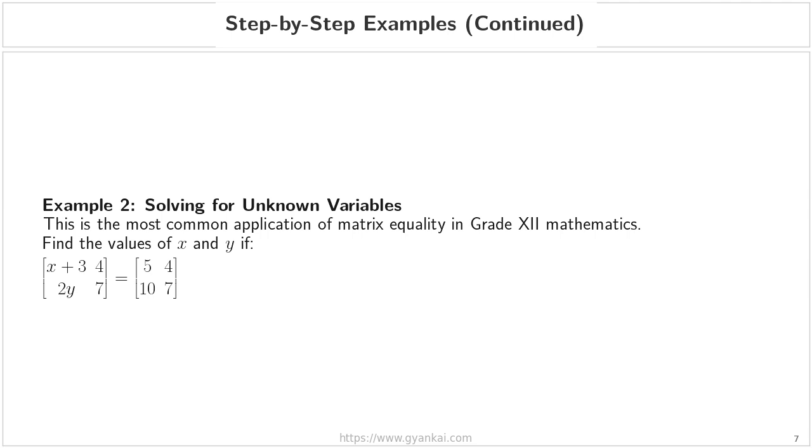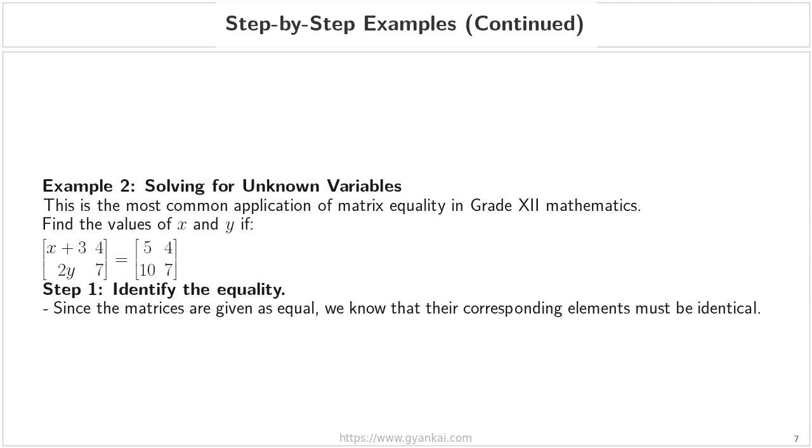We are asked to find the values of x and y. Given that a 2x2 matrix containing x plus 3 and 4 in the first row and 2y and 7 in the second row is equal to another 2x2 matrix containing 5 and 4 in the first row and 10 and 7 in the second row. To solve this, we follow a systematic 3-step process.